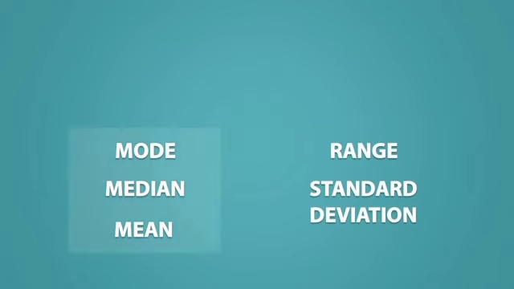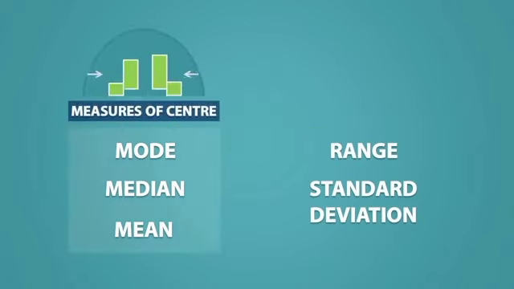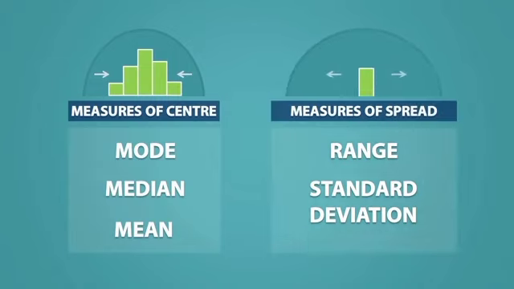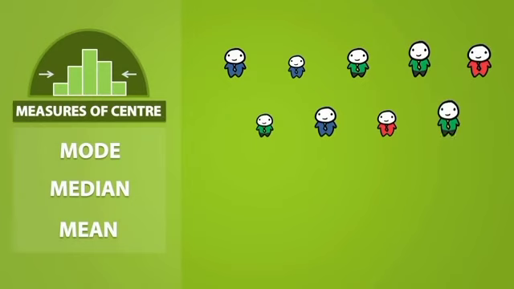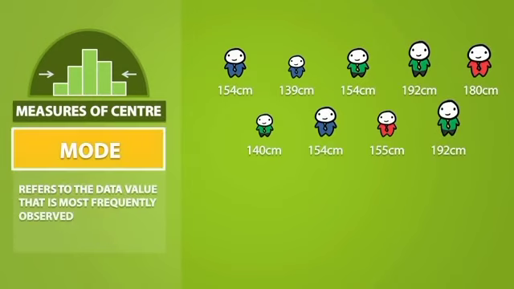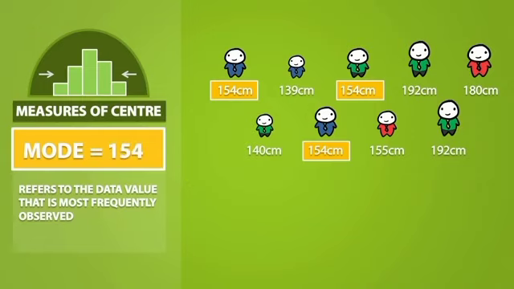Specifically, the mode, median, and mean are measures of center or central tendency, and the range and standard deviation are measures of spread. We will look at how we can determine the measures of center first. So suppose I took a random sample of 9 people and measured their heights. Now the mode of a dataset refers to the data value that is most frequently observed. Notice how the number 154 appears 3 times in this dataset. This means that the mode of this dataset is equal to 154.